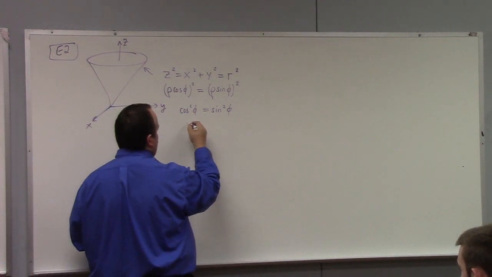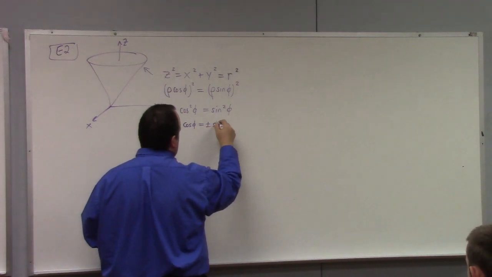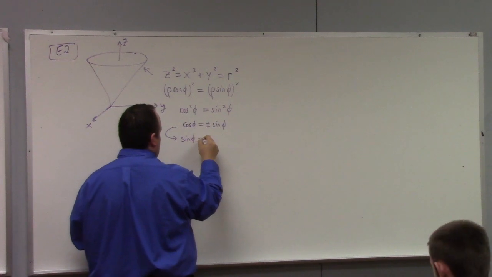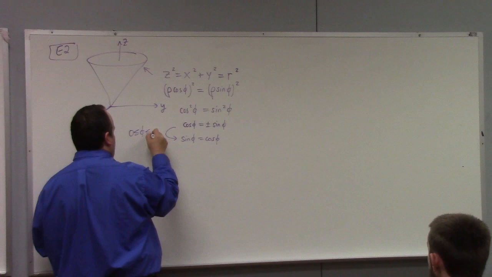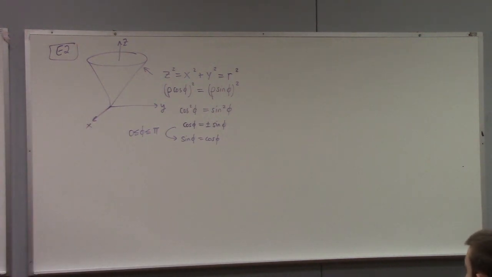In this case, I've got cosine phi is equal to plus or minus sine phi, but this just tells me that sine phi equals cosine phi because 0 is less than phi is less than pi. So in that context, sine is positive. Well, anyway, let me not quibble over this too much. It's really not the point of this lecture.